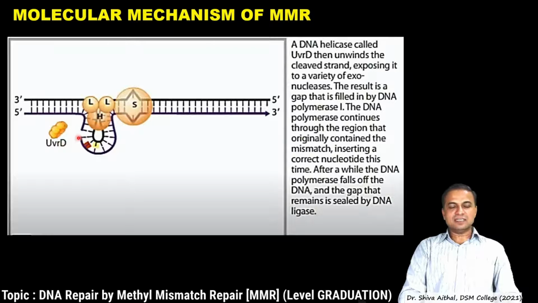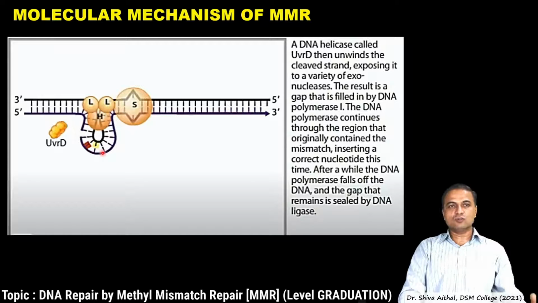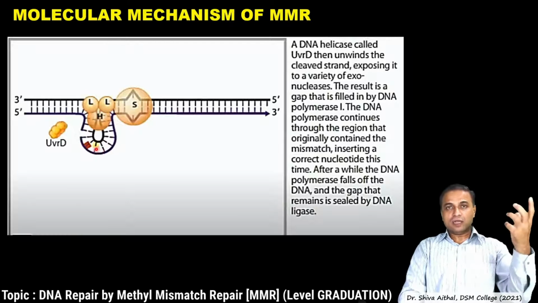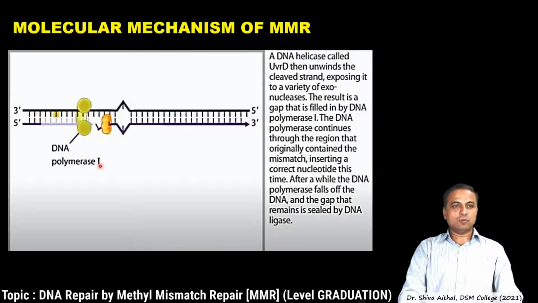Once this cut is there, this cut invites the UvrD helicase. This is the helicase enzyme. It starts unwinding the cleaved strand. Recall the animation. It starts unwinding the cleaved strand, exposing it to a variety of exonucleases. Many exonucleases are involved, different in different bacteria, of course. In E. coli there are 4 to 5 exonucleases, depending upon the situation, depending upon the gene, depending upon various conditions. Any one of the exonucleases will be attracted here, and it will cleave. This will result in a gap. The gap is filled, as we have seen, by DNA polymerase.